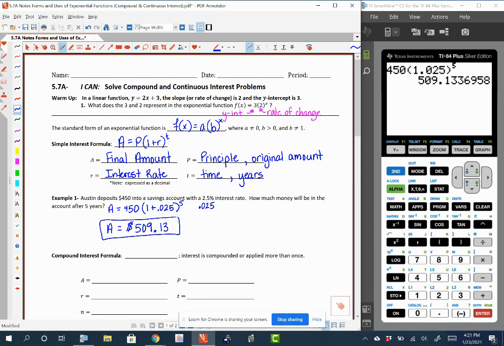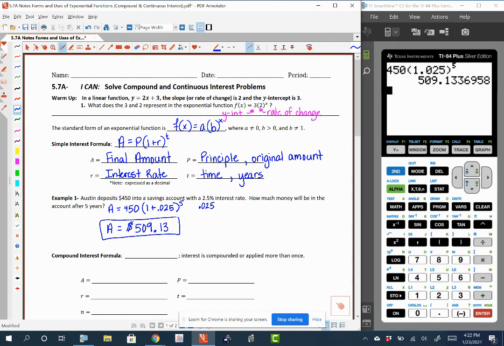$509.13. So at this point, I guess Austin would have to decide, is this a really good thing? Can he get a better interest rate somewhere else for this same period of time? So he's going to make about $59 in those 5 years, which isn't a lot of money, but maybe that's the best that he could do.